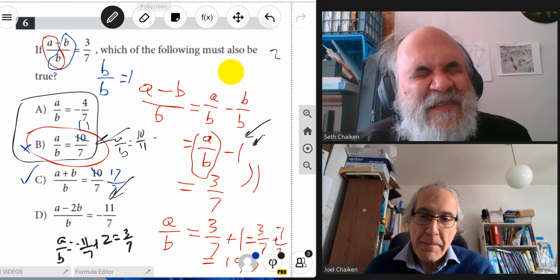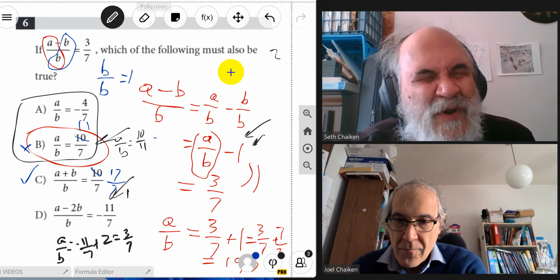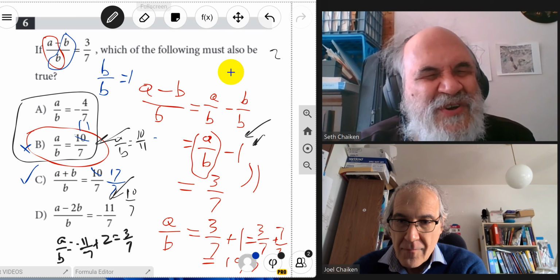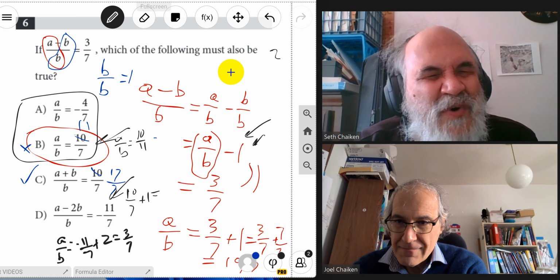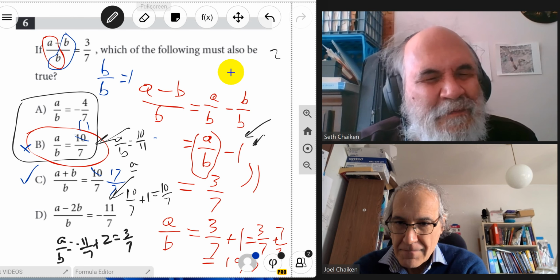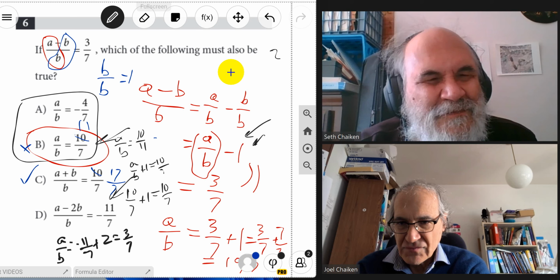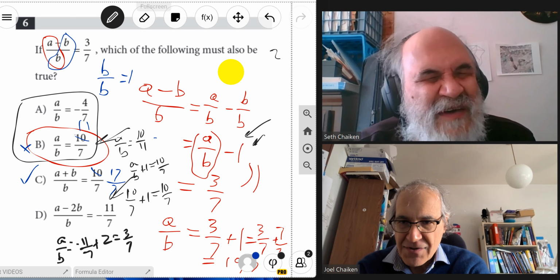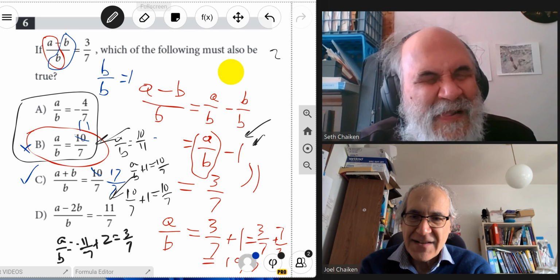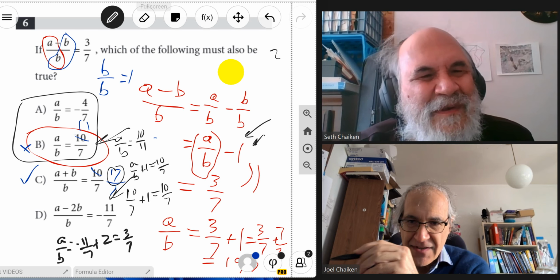Seeing that all the choices were homogeneous expressions, I knew ahead of time that the value of A over B determines which of the choices is true. All the choices have the same pattern. I mean, this is silly, but I'm not sure if that really is 17 sevenths.